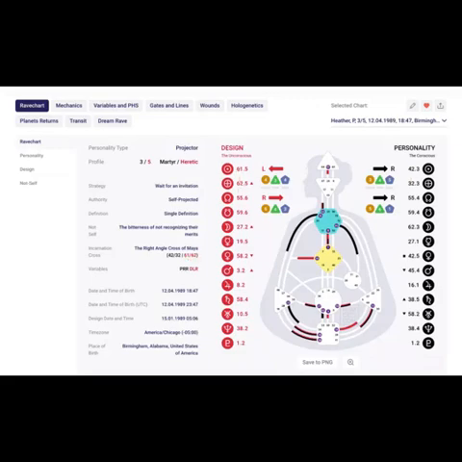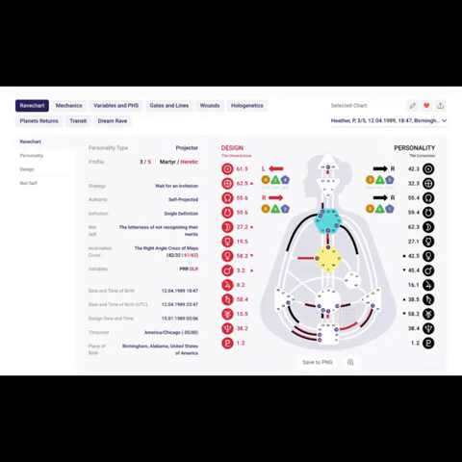The incarnation crosses come in 3 different types: right angle, left angle, and juxtaposed. And each of these crosses has a unique theme that combines the energy of each of these 4 gates to show just an overall view, explanation, description of what you're here for and how it's going to present itself or manifest within your lifetime. And that is the basics.